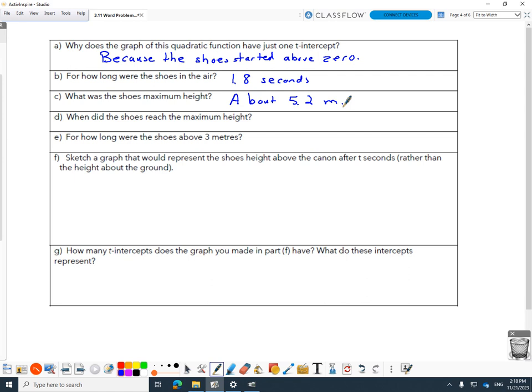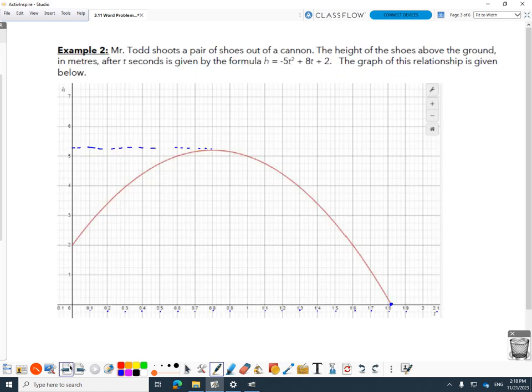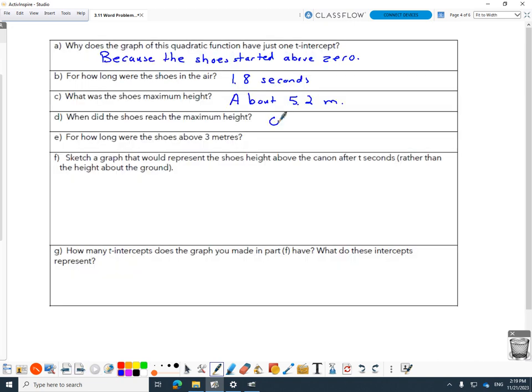Now, when did this happen? When did the shoes reach the maximum height? Do we have to estimate there? No, I think it's pretty close to right on a value. It looks like 0.8 seconds. So that one, I don't feel I have to write about there. But you could write about 0.8, and I wouldn't mark that wrong. And the graph says sometimes it's hard to tell.